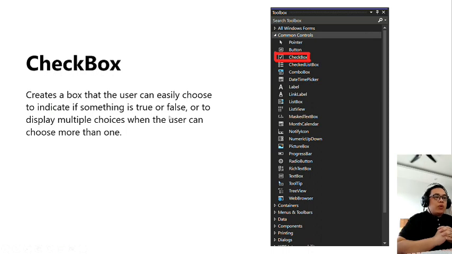The third one is checkbox. Checkbox creates a box that the users can easily choose to indicate if something is true or false, or to display multiple choices when the user can choose more than one. And here is the checkbox inside the toolbox.